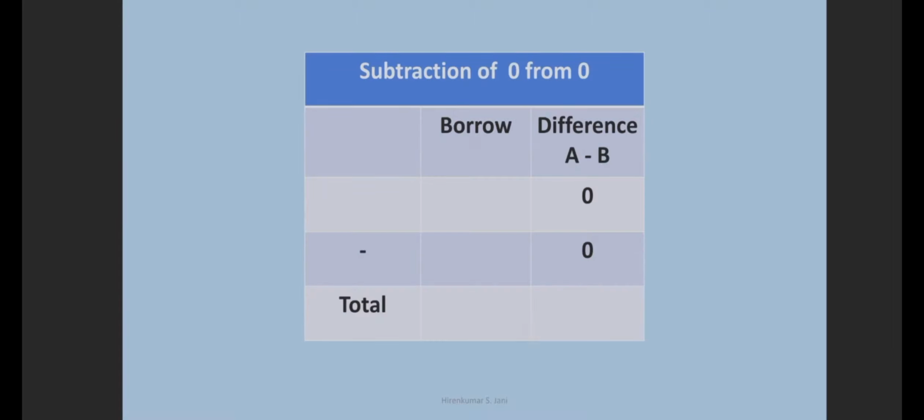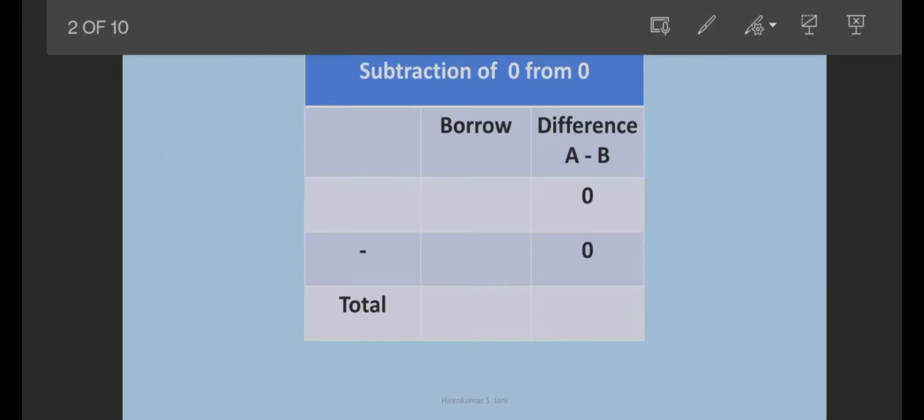Now let us start half subtractor. In half subtractor, we subtract one digit from the other. So, we will have two inputs. Thus, 2 is for binary and two inputs are there. So, we will have 4 different cases.